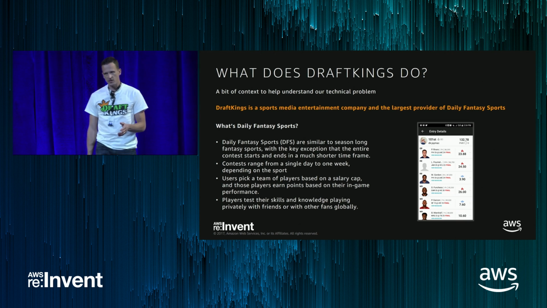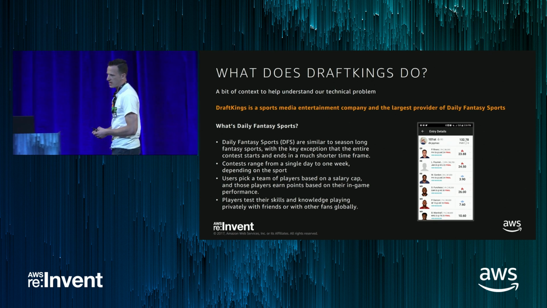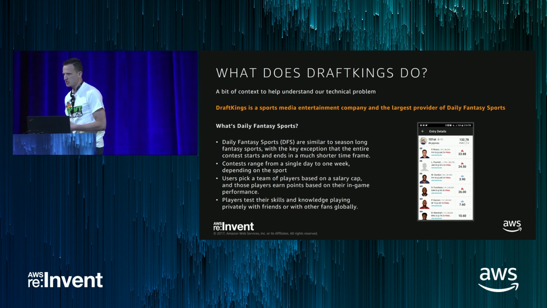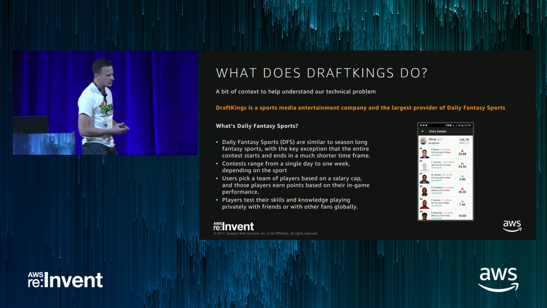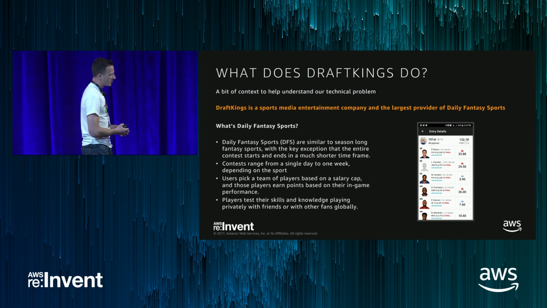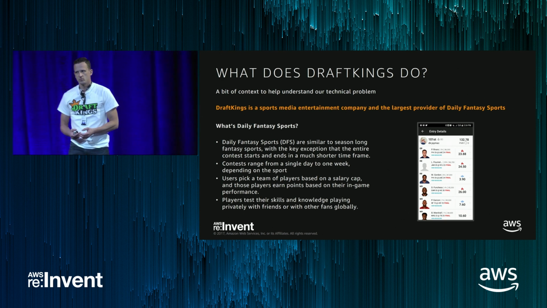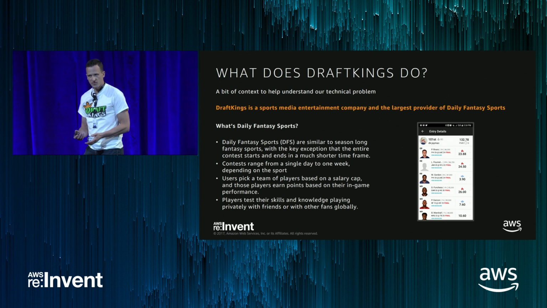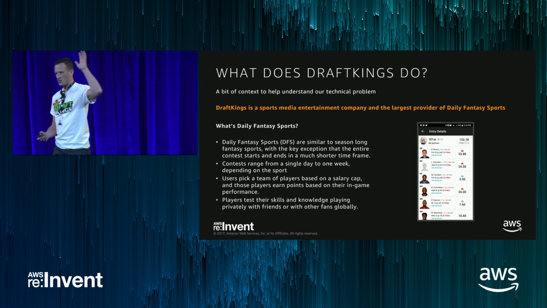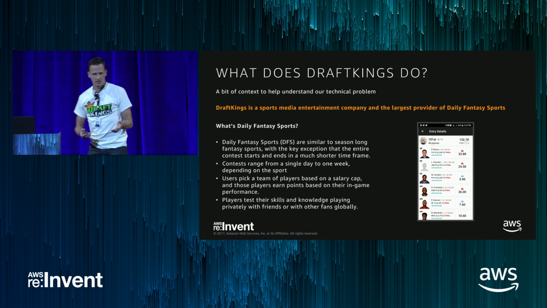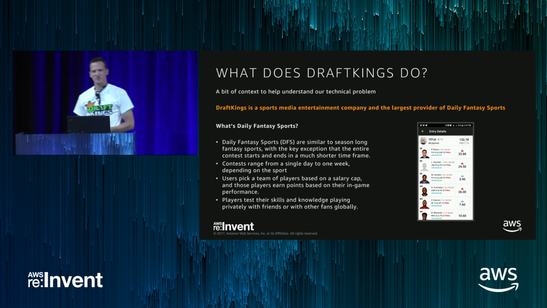So before we get into the nitty-gritty of the technical scaling strategies, I wanted to describe a little bit about what DraftKings does, just so you have enough context to understand our problem domain. DraftKings is a sports media entertainment company, and our primary product is daily fantasy sports. For those who don't know what daily fantasy sports is, the easiest way to describe it is, by way of hands, how many people in the audience play season-long fantasy sports? Oh, great, that's like 100%. So this is going to be pretty easy for me.